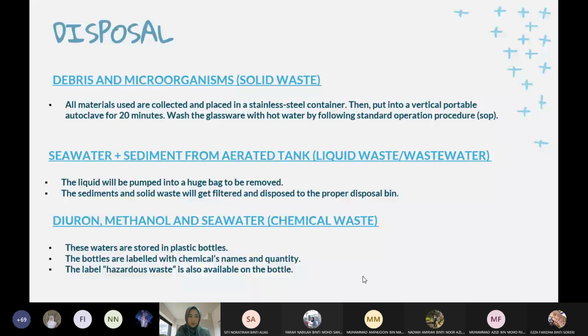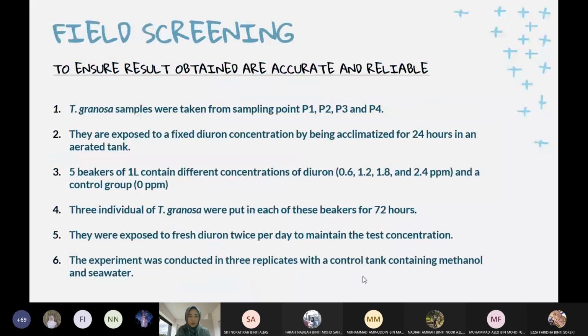Next slide shows the field screening of fauna sampling. Now, since the actual sampling did not produce the expected results, field screening is done to obtain a more accurate and reliable result. The first step is to collect the T. granosa samples from different sampling points, in this case P1, P2, P3, and P4, which are in the water channels of the paddy field. Then they are taken to the laboratory and are placed in an aerated tank.